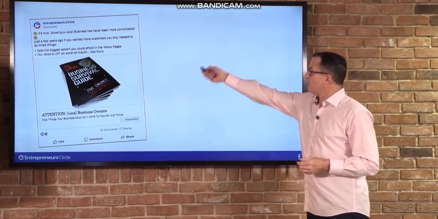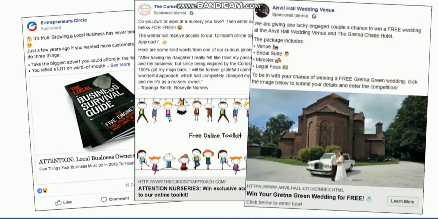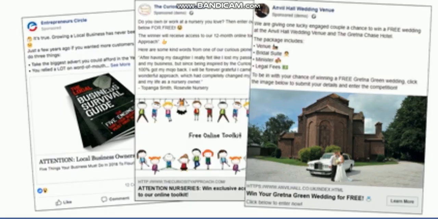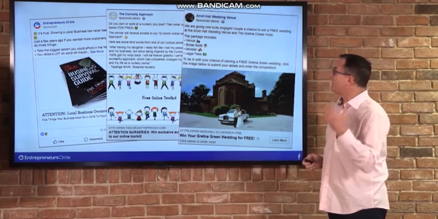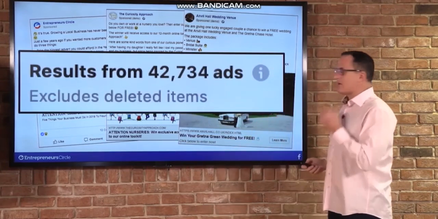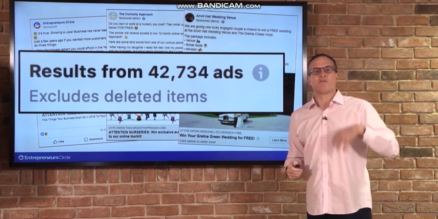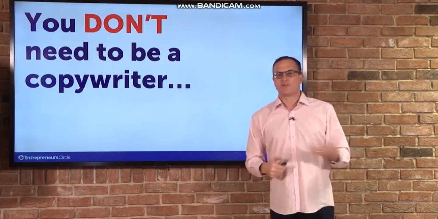So here's some ads. This one, we ran our survival guide ad there. This one is an ad for a nursery education business that we do a lot of campaigns for, and it works very, very well for them. And this one is a wedding venue. Another very successful set of campaigns that we've run. Now you can see they all look different, but the bits at the top are the text part of the ad. And what we've learned from all our ads around what works with text is that to write good ads in Facebook, you do not need to be a copywriter.